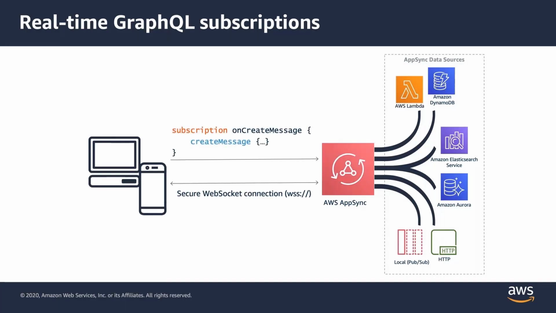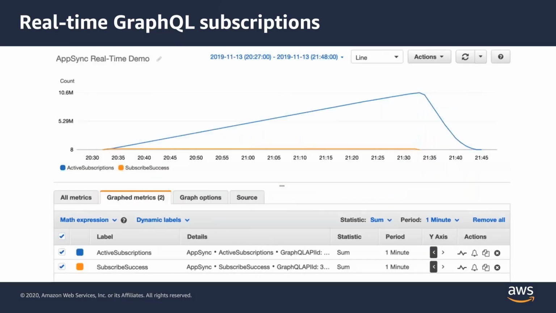Whenever a client invokes a GraphQL subscription operation, a secure WebSocket connection is automatically established and managed by AppSync, and will remain constantly connected to your backend, allowing users to receive real-time data from any supported AppSync data source. In one of our tests with our WebSockets engine, we managed to effortlessly reach 10 million active WebSocket connections on AppSync, with plenty of room to scale to much more.